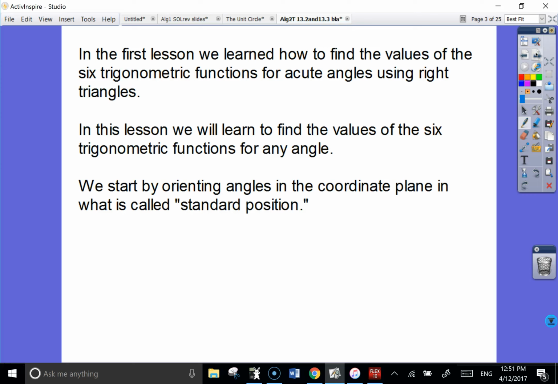So before we can start talking about the different ways we're going to measure angles, we have to talk about how we put an angle in the coordinate plane. What do we mean to measure an angle which is in the coordinate plane? And we do that by putting it into a standard position. You don't just put it anywhere.